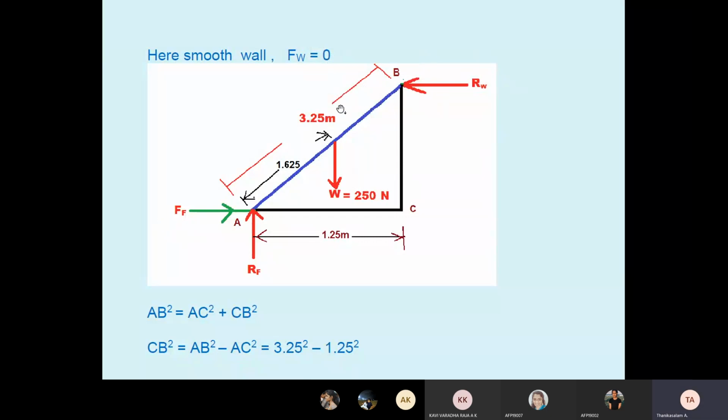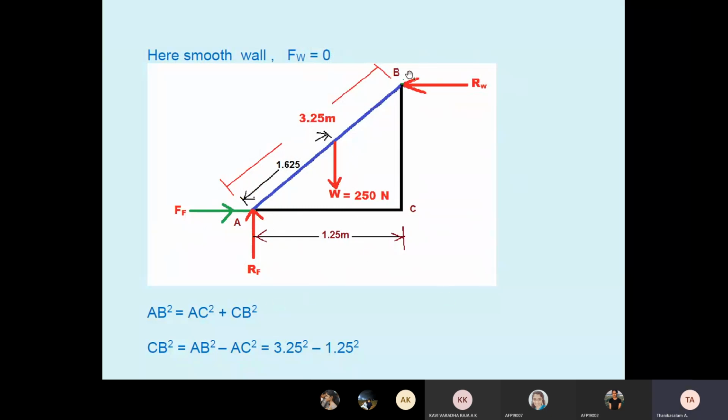Now see the diagram. The horizontal distance given is 1.25. I told you, you have to calculate all the distances first before solving the problem. What distance? We know AC distance is 1.25 and the ladder length AB is 3.25 meter, and the load acts at 1.625 on the inclined ladder. Then we have to calculate the BC distance and also the horizontal distance of the weight. The weight acts perpendicular down, therefore what is the horizontal distance with respect to A?